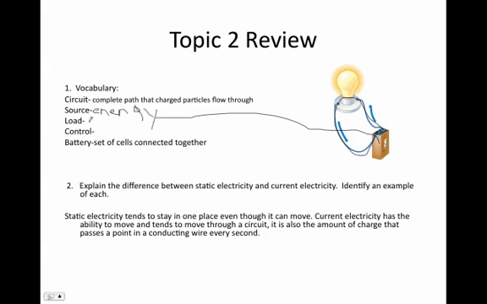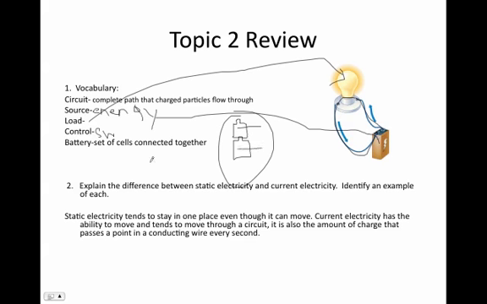A load is something like a light that we put into a circuit. A control is something that can turn the circuit on or off, and it's like a switch. And a battery is a set of cells connected together. So one electrochemical cell connected with another, this would be a battery. This is one cell, two cells. Many cells connected together make a battery.